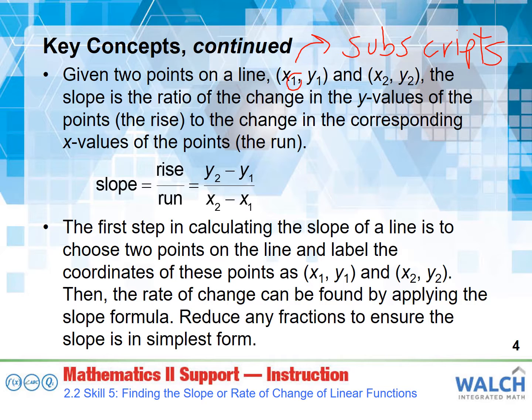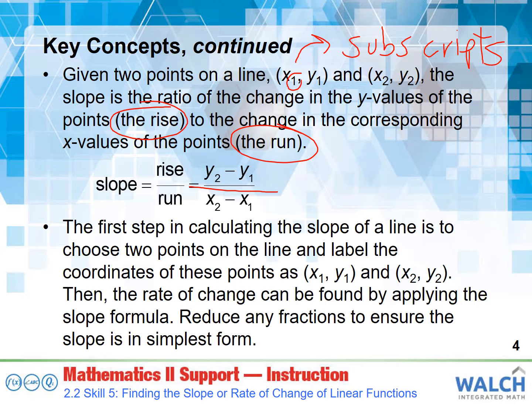The slope is the ratio of the change in the y values of the points. The y values are the rise to the change in the corresponding x values. The x values are the run. So your slope formula is y2 minus y1 over x2 minus x1. All right, and we are going to be practicing how to use that in just a second. You guys used it last year, but again, we're going to do some practice so you feel really comfortable with it.